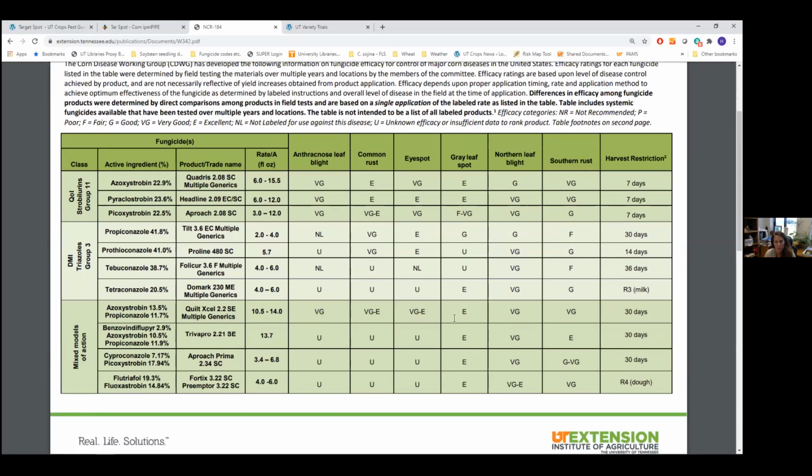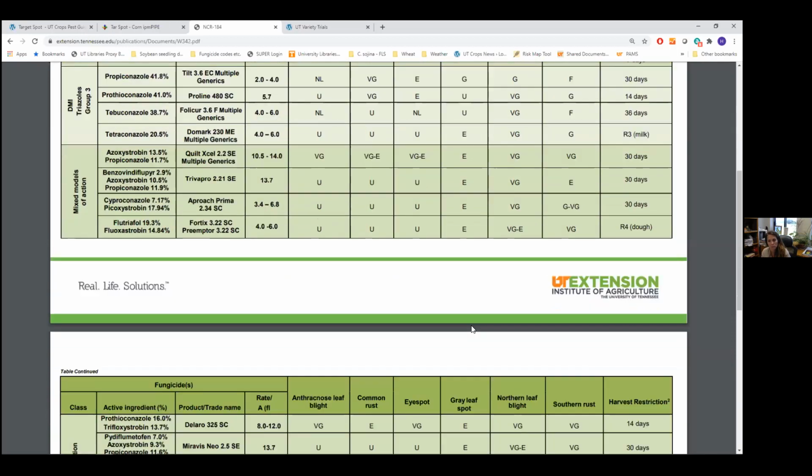And U means unknown efficacy or insufficient data to rank at this point in time, and then your NL is not labeled. And obviously you want to be picking a product that has an E for excellent and avoiding anything that has a P for poor or F for fair, and really anything that's good and up will usually do a pretty good job in a normal disease situation.